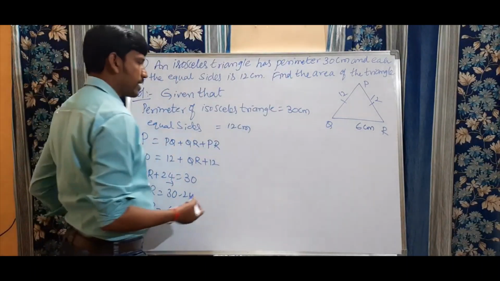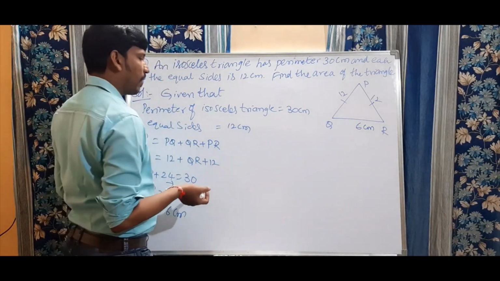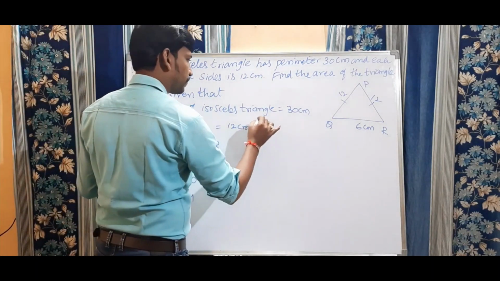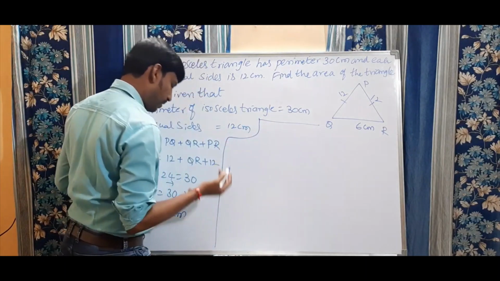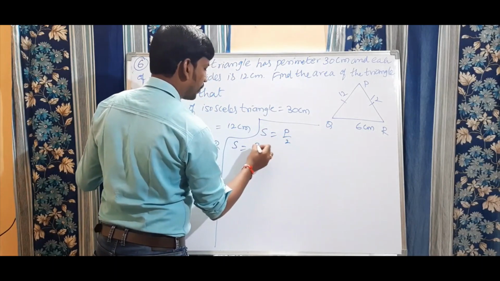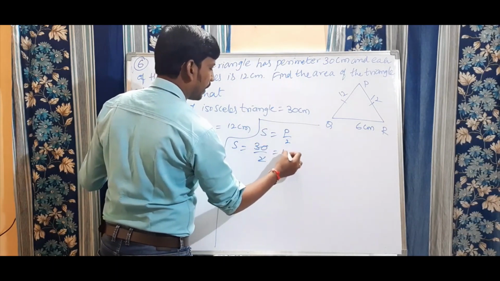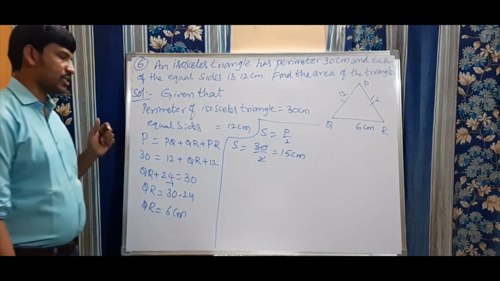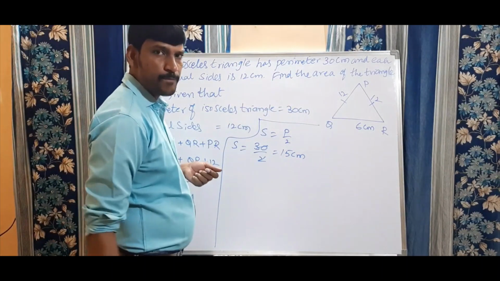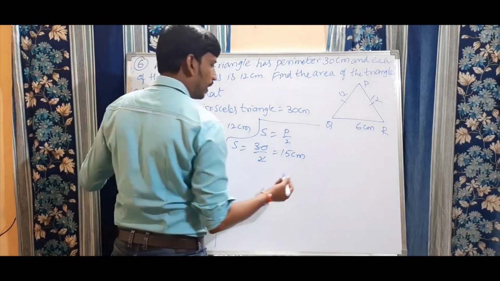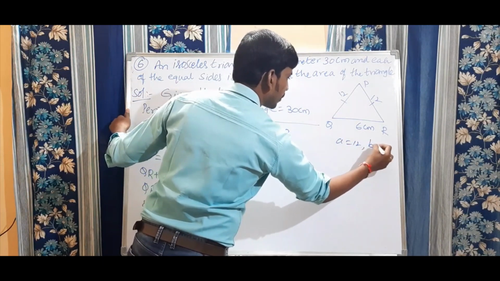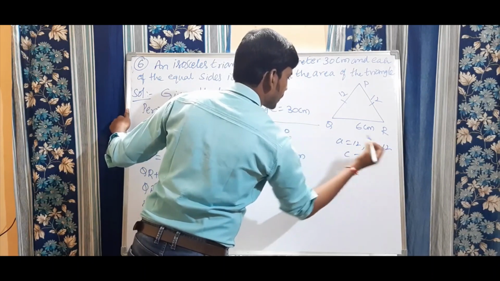Now we got all the three sides. Then we need to find out the S value. S is nothing but the semi-perimeter, that is half of the perimeter. So S is equal to P by 2, which is 30 by 2, nothing but 15 centimeters. Now I have the S value and I know the A, B and C values, the three sides. Then substitute in the formula, where A is equal to 12, B is equal to 12 and C is equal to 6.